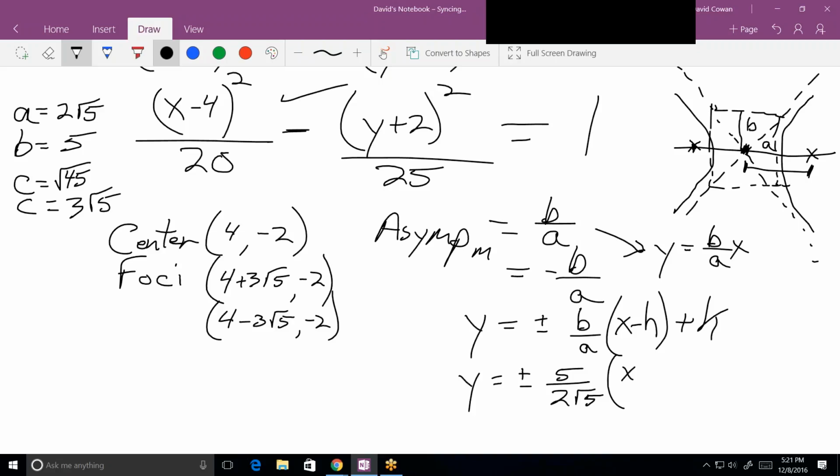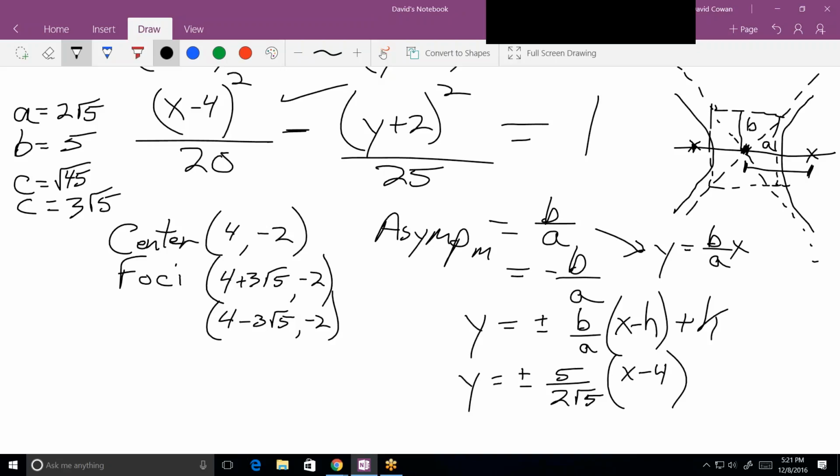So what's h? H would be minus 4, but would it be plus 4? You're right, h is plus 4, but it comes out minus 4 in the equation because the equation is x minus h. You're correct that h is 4. I thought you were saying x plus 4, and that wouldn't be correct.